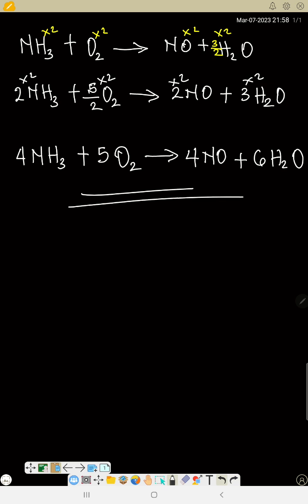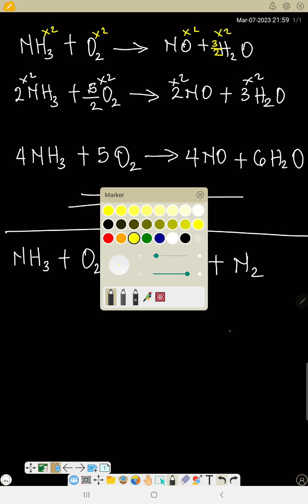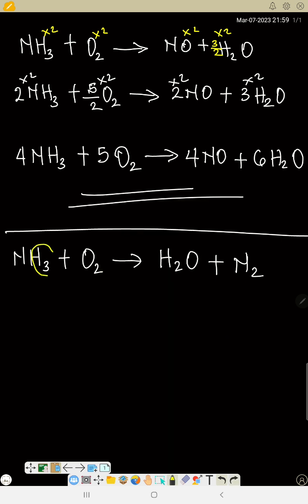You can use fractions. So let's say another one. Let's say I have NH3 plus O2 to give H2O plus N2. So now which side has the highest number of atoms? I have 3 hydrogen, 1 nitrogen, 4 atoms there, 2 atoms here, 3 atoms here, 2 atoms here. So I'm starting my balancing from here.